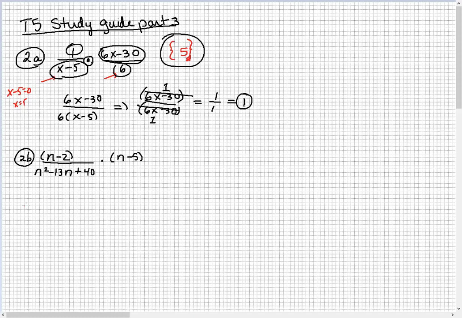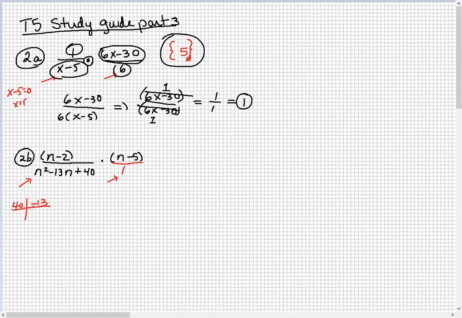All right, the next problem is this one, and let's do the excluded values first. And remember, this one is over a 1. So the excluded value is going to come from here and from here. There's nothing from this constant, but there's something from here, but we need to factor it out. This is a case 1 trinomial. We need two numbers that multiply to 40, add up to negative 13.